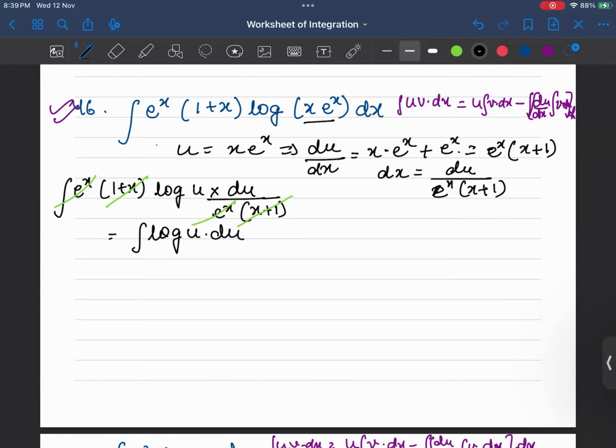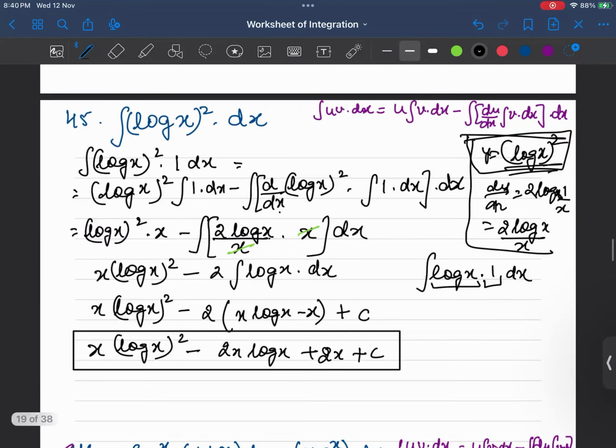Integration of log u du. As you know, in the last question we talked about log u. We have to multiply it by 1 and integrate in the form of two functions, using integration by parts.